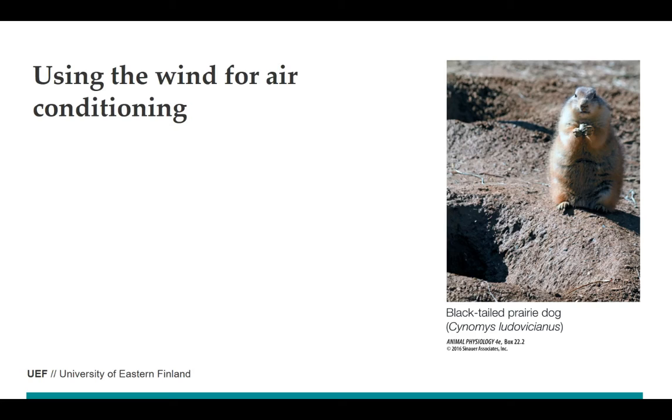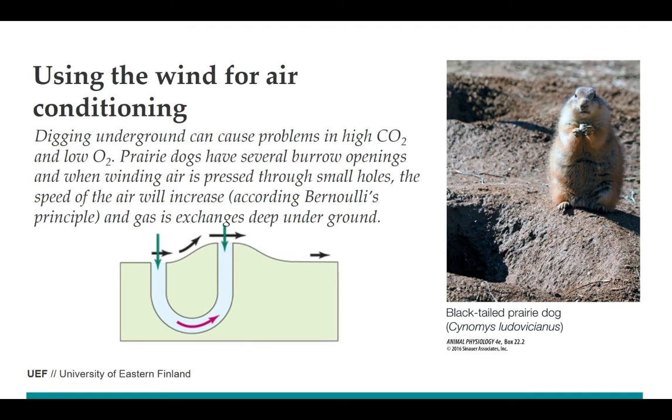So you can have wind for air conditioning, like the prairie dogs. So far we have learned that at the surface, for example in the sand, there can be quite a high partial pressure of oxygen. But if you are digging deeper in the ground, there can be accumulation of carbon dioxide and a lack of oxygen. But these prairie dogs have several burrow openings in different directions and at different altitudes. That's why the wind is pressed through these small holes. And when the hole gets smaller, the speed of the air increases. That's why gas is exchanged deep under the ground. No energy is needed, but of course that's not respiration. But our respiration works by the same mechanism.